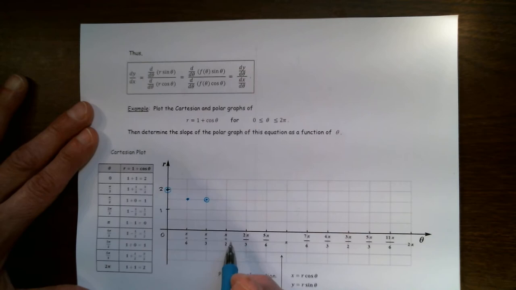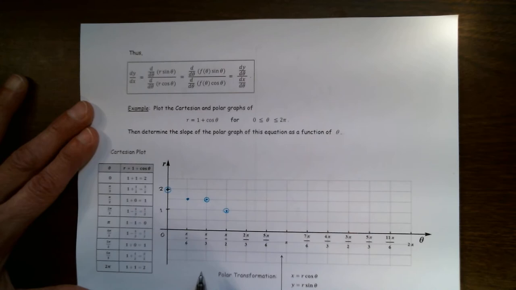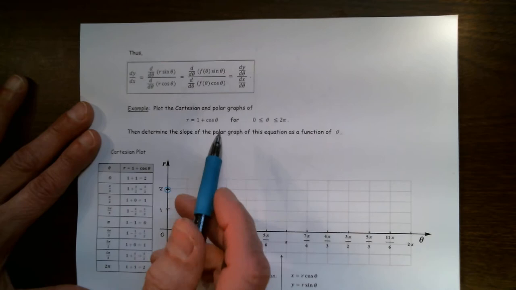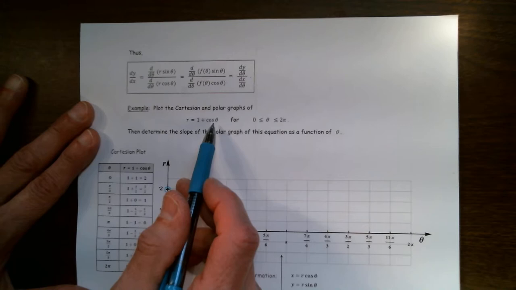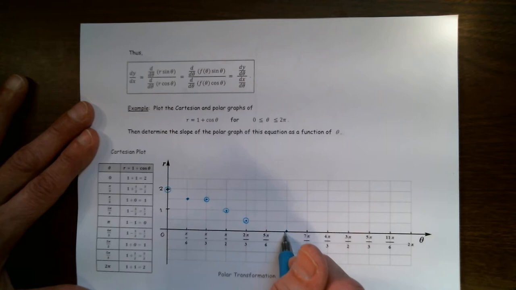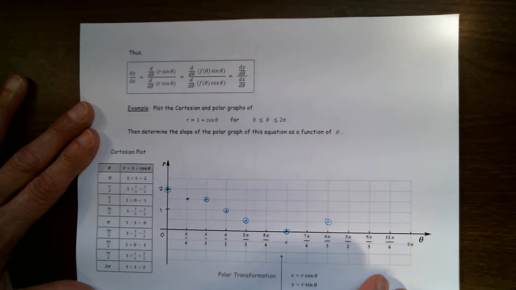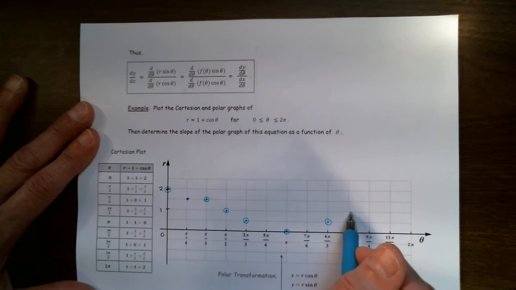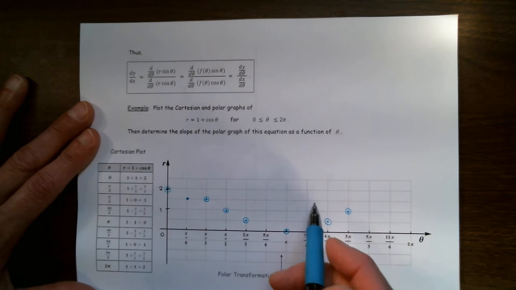At pi over 2, the cosine is 0, so r is exactly 1. So we're at this point, pi over 2, 1. At 2 pi over 3, now into the second quadrant, the cosine is negative 1 half, so r is 1 half at 2 pi over 3. Then let's say we go out to pi, where the cosine is minimized. Cosine is minus 1, so r is exactly 0 at pi. Then going through the third quadrant, say at 4 pi over 3, the cosine's back to negative a half, so r is 1 half. At 3 pi over 2, the cosine's back to 0, which is going to make our r value equal to 1. Then in the fourth quadrant, say 5 pi over 3, the cosine is positive 1 half, so r is back to 1 and a half, or 3 halves.